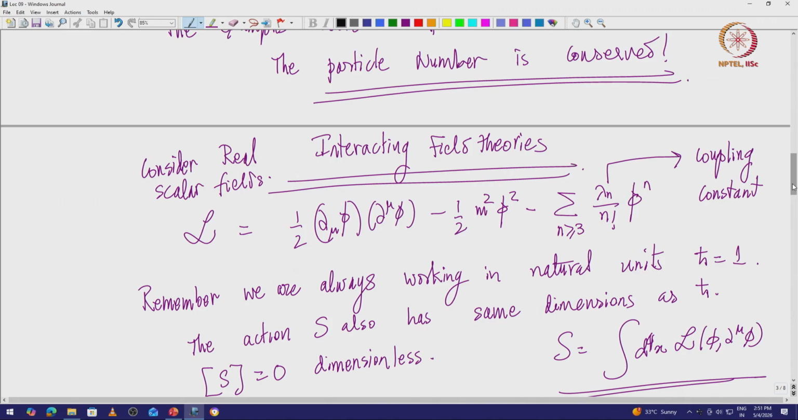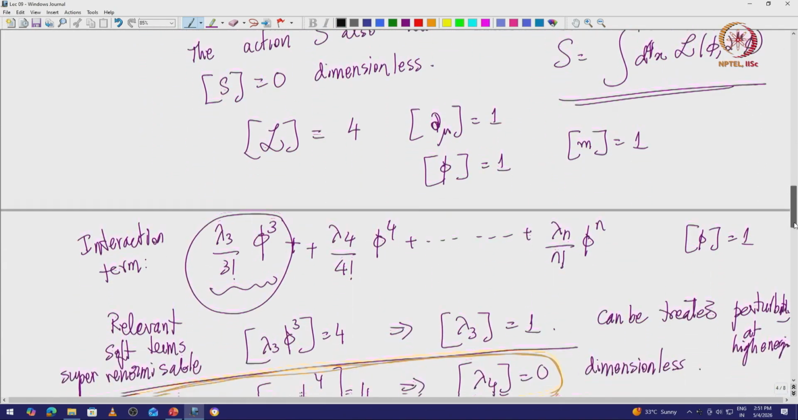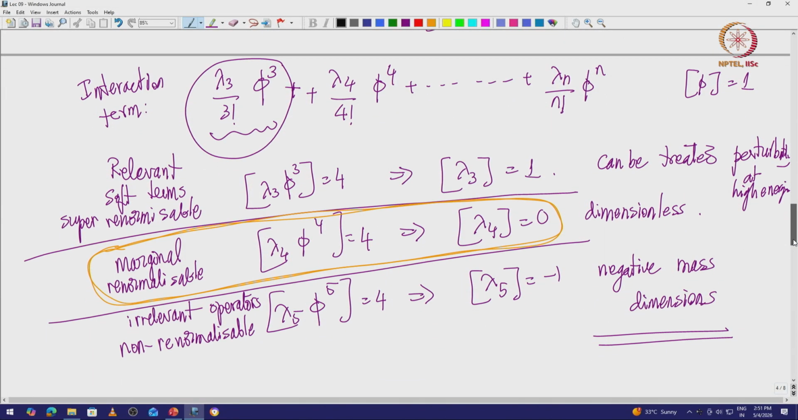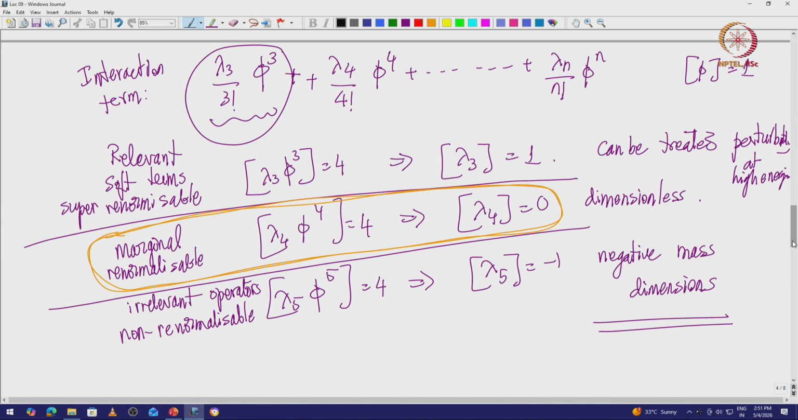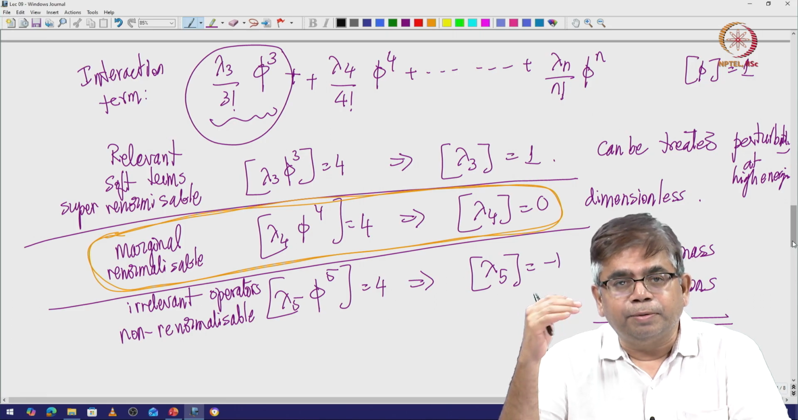of classifying phi to the power n interactions in terms of relevant, irrelevant and marginal operators, because remember that phi is an operator. At the end of the day we are dealing with operators. So, when phi is an operator, you have to call them relevant operators, marginal operators or irrelevant operators. Then for each case I also used words like soft terms and renormalizable and non-renormalizable terms.